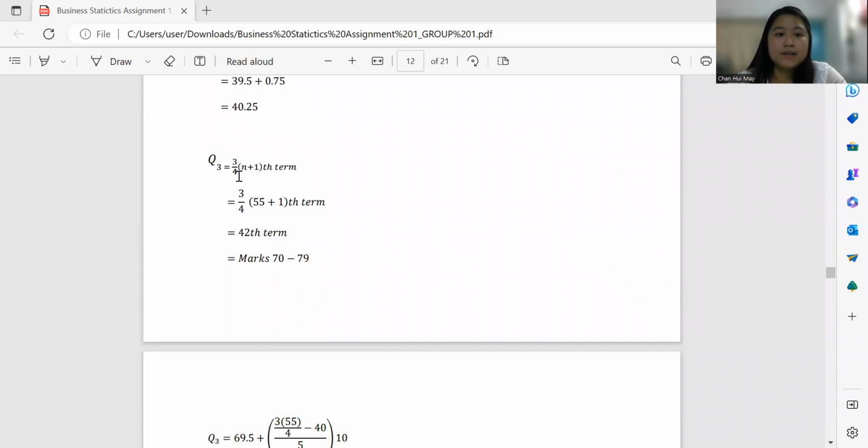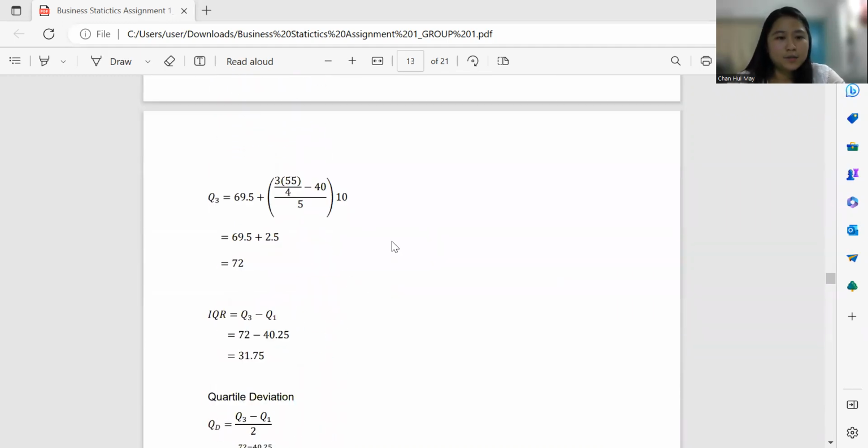Q3 is also the same, it is 3 times (n plus 1) divided by 4 term. We need to find the location the same as Q1. So the location for Q3 is 42, which means the marks are in 70 to 79. So we take it the same as Q1. We use the lower class boundary for Q3 plus 3n divided by 4 minus the cumulative frequency before the Q3 class, divided by the frequency of Q3, and then times the class width of Q3.